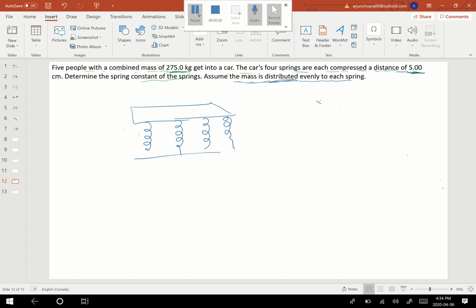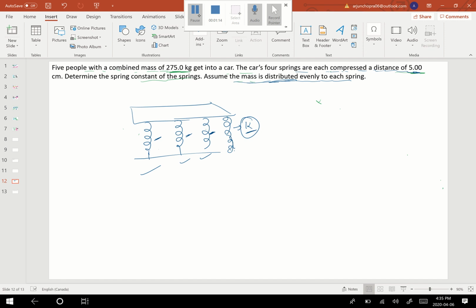So what's going to happen is that the springs are all made up of the same material. So whatever the spring stiffness of this one is, the same spring stiffness will be for this one, the same for this one, and the same for this spring. So if I can find the spring stiffness for one of the springs, I'll be able to find the spring stiffness for the rest of the springs also. That will be the same.